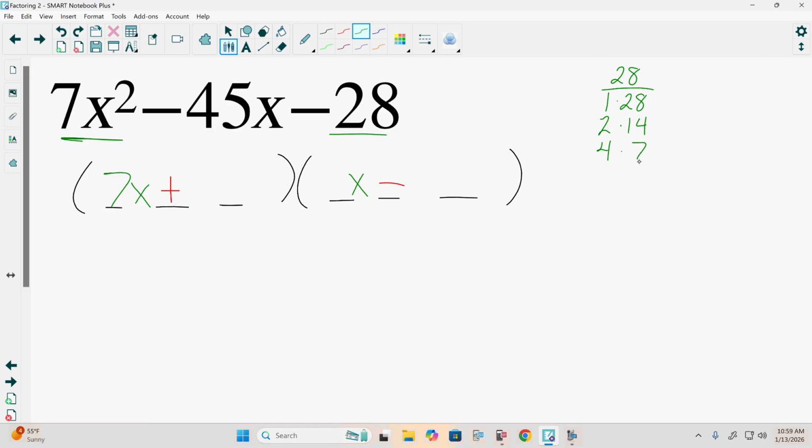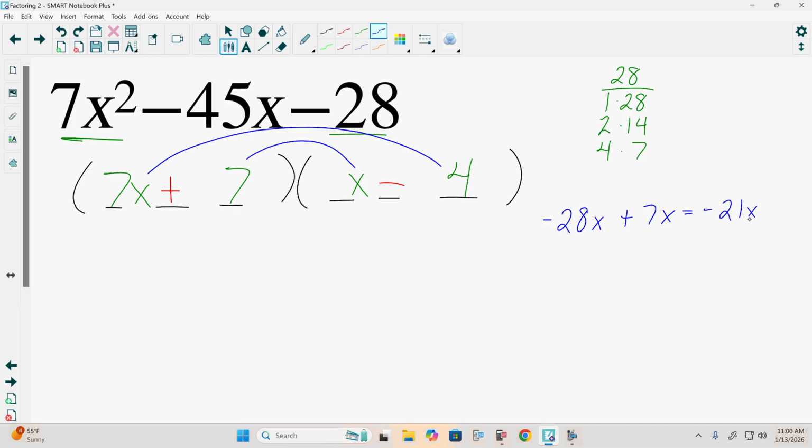Which one of these do we want to try first? 4 and 7. I'll put 7 here, 4 here. And we can check this here. 7x times negative 4, 7 times negative 4 is going to be negative 28x. Positive 7 times positive x is plus 7x. And negative 28x plus 7x, negative 28 plus 7 is negative 21x. Is that the middle term that we wanted? No, we wanted it to be 45, yes?